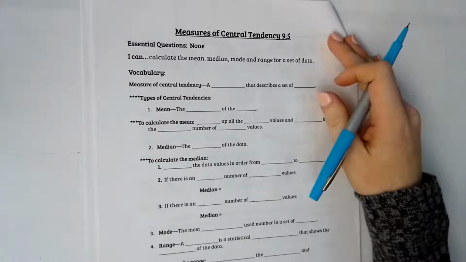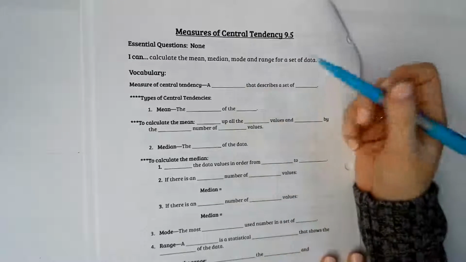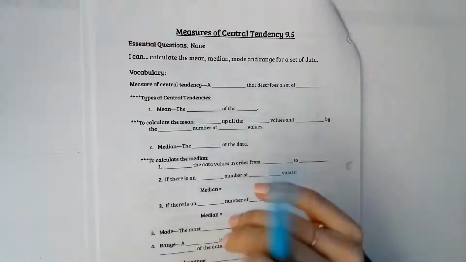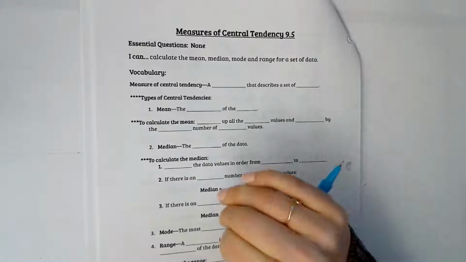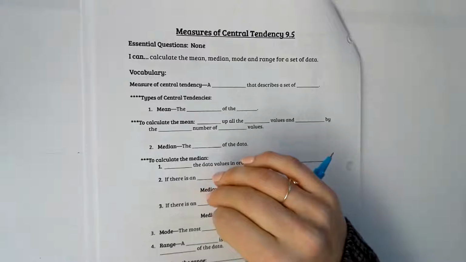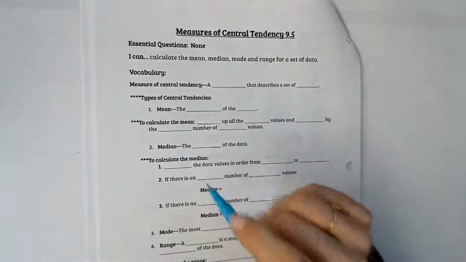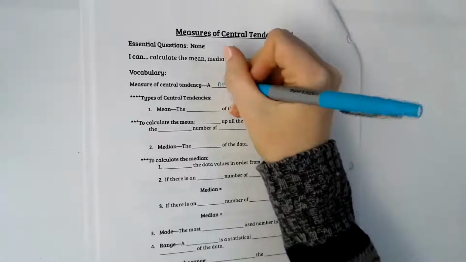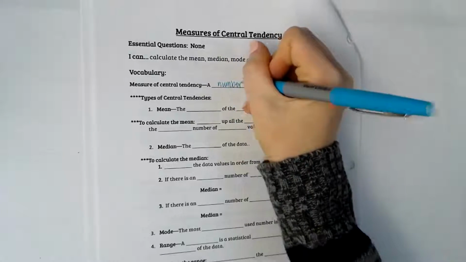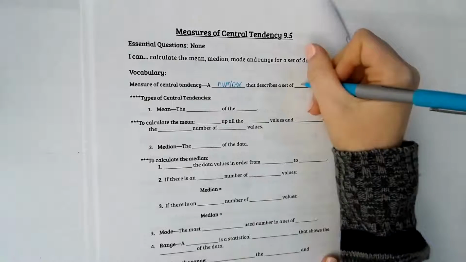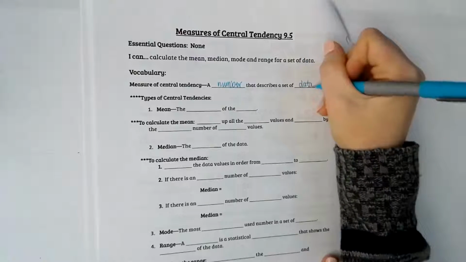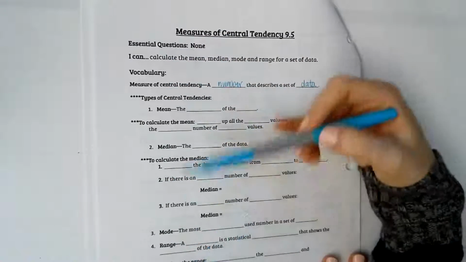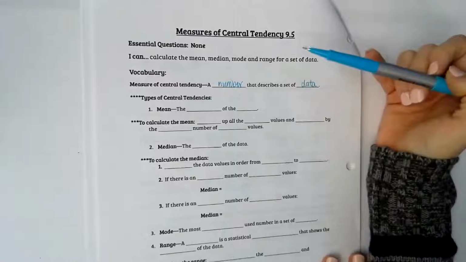Okay, so in this video, we're going to talk about the measures of central tendency. So those are mean, median, mode, and range. So this should hopefully be a review for you from middle school. The measure of central tendency is a number that describes a set of data. So there are 4 different types: the mean, median, mode, and range.